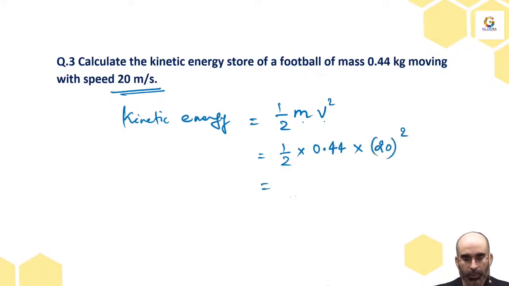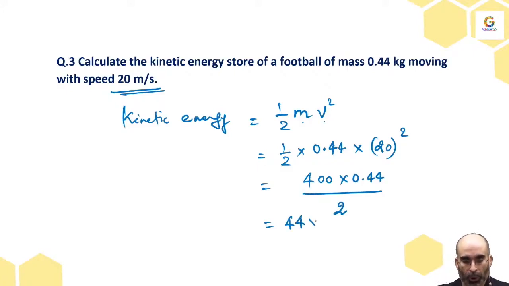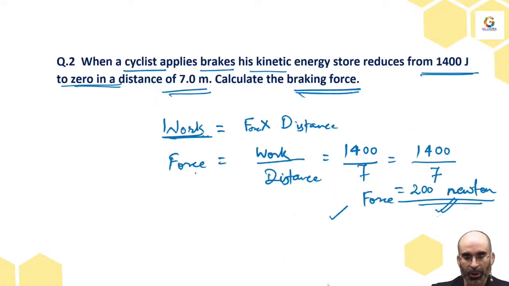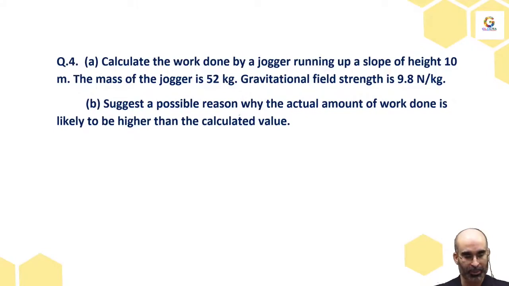Now what's the answer? 400 into 0.44 divided by 2. So it goes in this manner. 44 into 4 divided by 2, and it is 88 joules. And how do we get Newton from here? Now let us do another question.